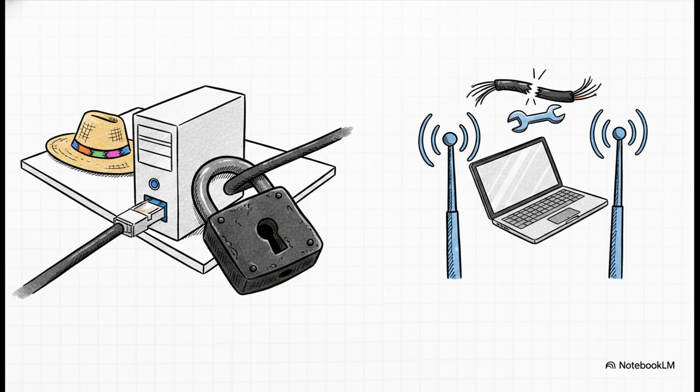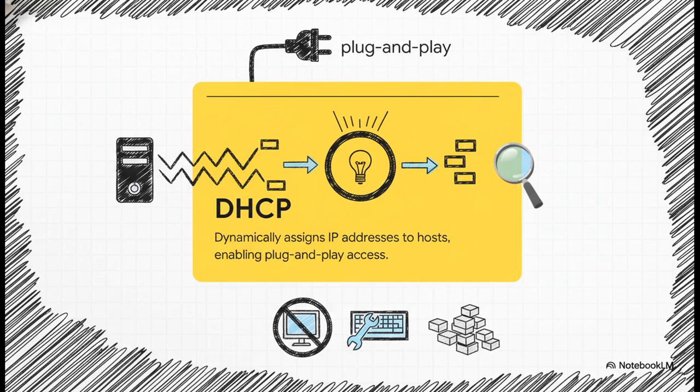What a headache. Enter our plug-and-play hero, DHCP, or the Dynamic Host Configuration Protocol. DHCP was created specifically to crush every single one of those static IP disadvantages. Using a client-server architecture, your device just automatically shouts out a request, and the DHCP server dynamically hands a suitable available IP address right back to it. No manual typing, no human errors, and absolutely zero wasted addresses. It is literally the ultimate enabler for plug-and-play network access.